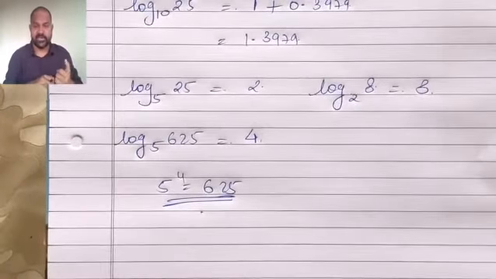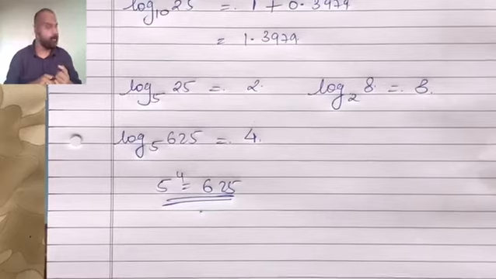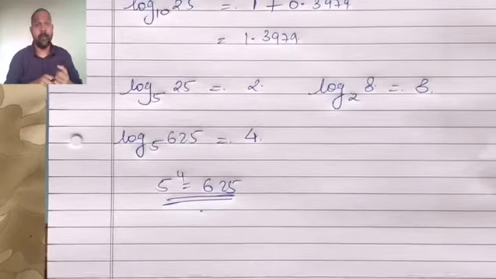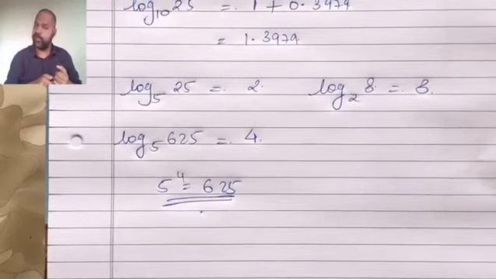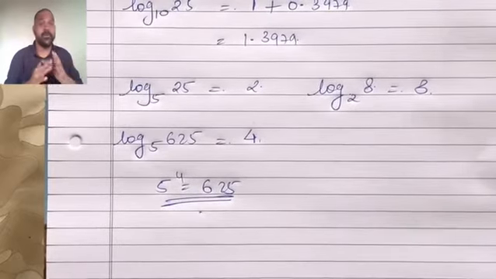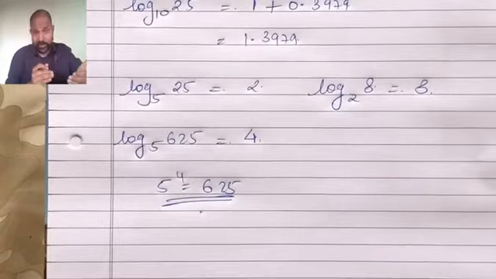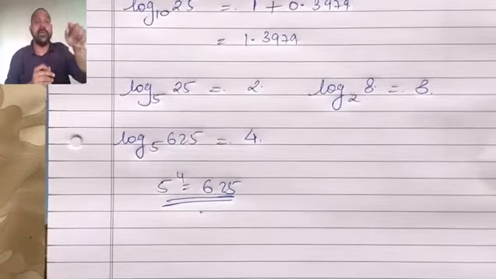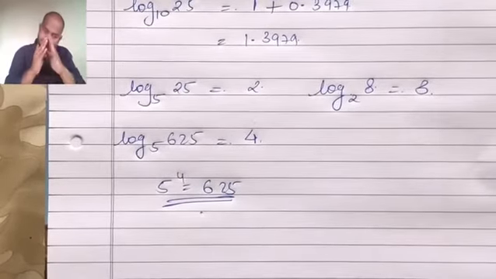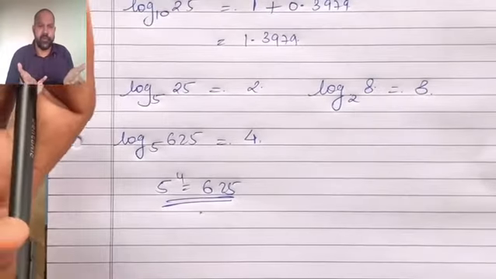So the first declaration: will the base always be 10? No. But if the base is not 10, I can't give you logs because my log table is to the base 10. But then again, I can give you logs if the base is not 10, but then the number should be a perfect power of the base. If it is the perfect power of the base, then I can give you logs.